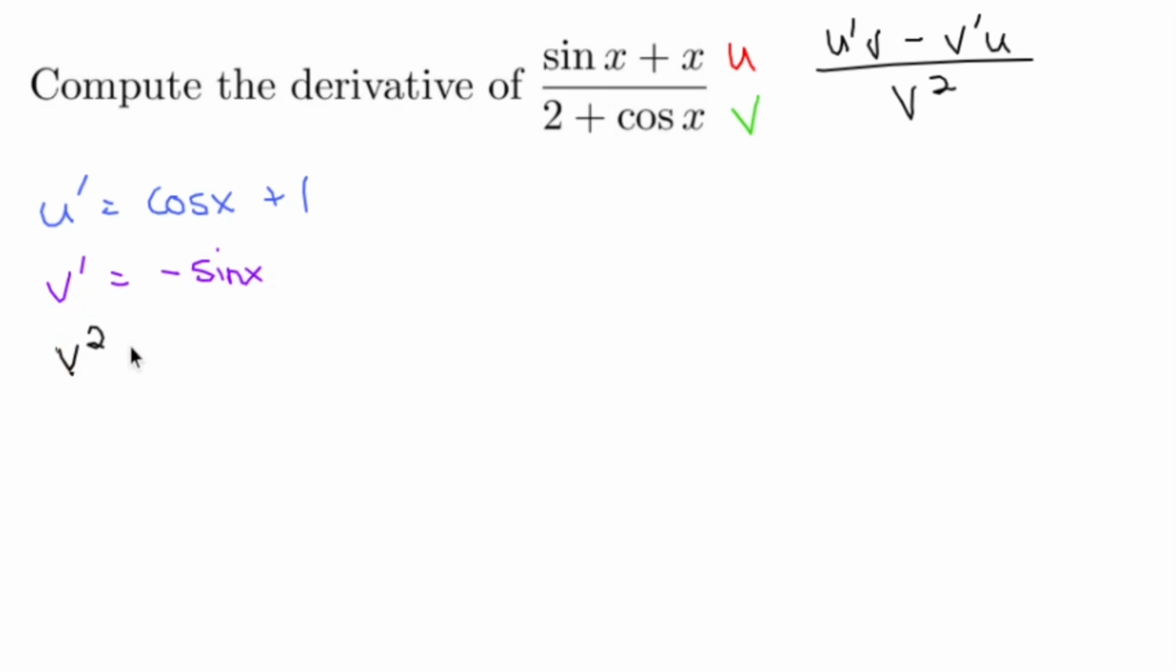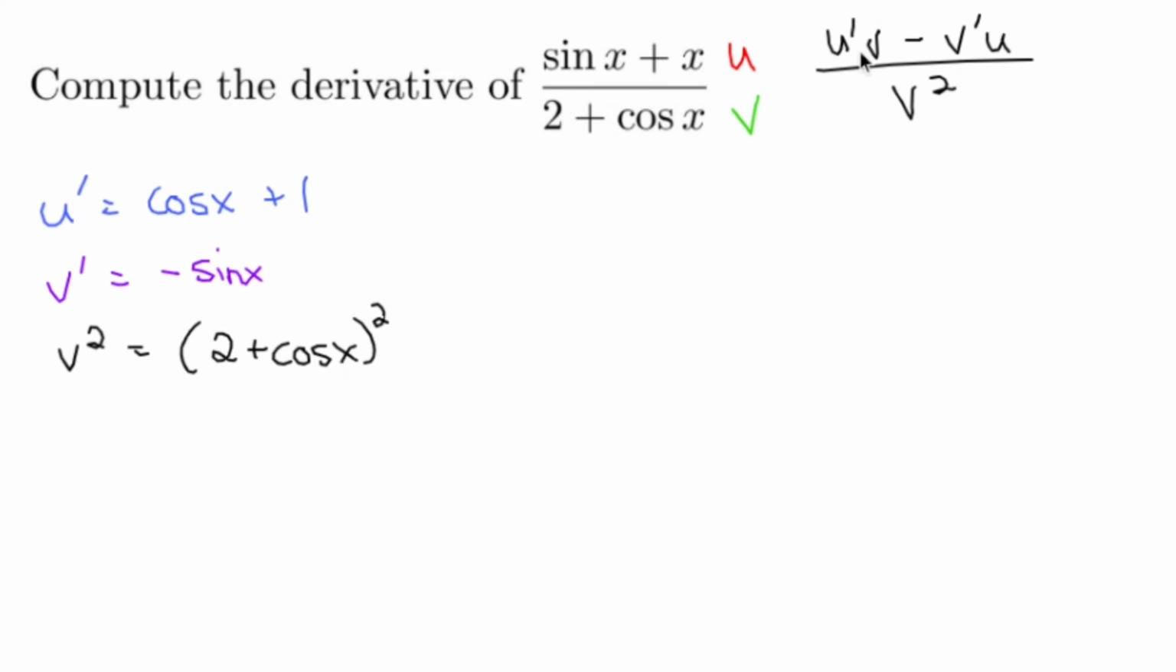V squared is going to involve me taking that guy and squaring it, which I'm going to write out as that and leave it that way, because I have a feeling nothing special is going to happen if I were to FOIL it out. I would get 4 plus 4 cos x plus cos squared x. Nothing special is going to happen, I don't think. Not off the top of my head. Maybe I'm wrong, and we'll figure it out.